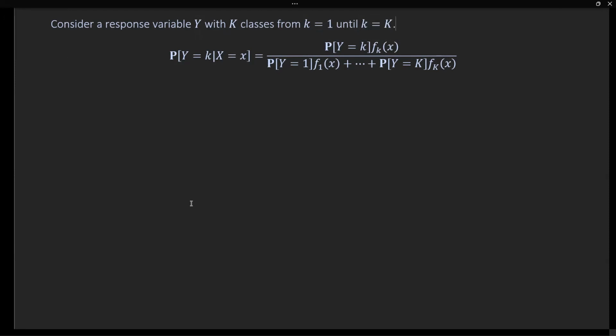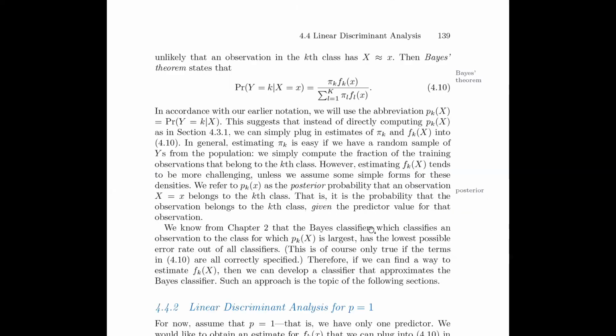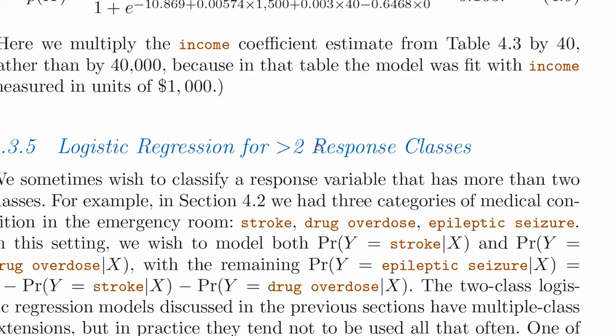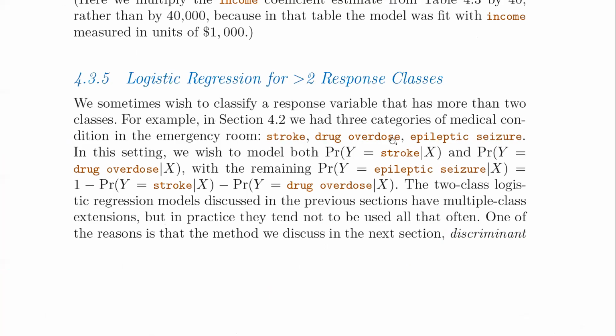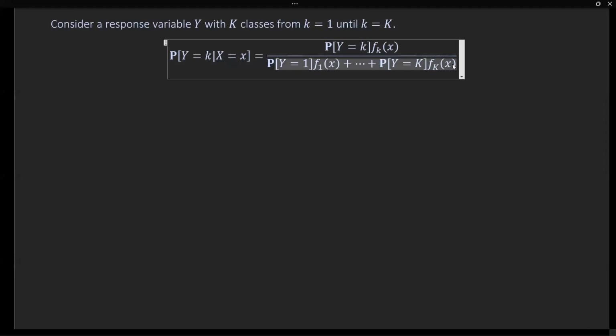The example that the book is taking, or at least one of them, is the patient data set. So it is like the emergency room. 3 classes: stroke, drug overdose, and epileptic. I always get this one wrong. Epileptic seizure. Okay. So over here in that specific example, the one that we just looked at in the book, you would add 3 terms over here.